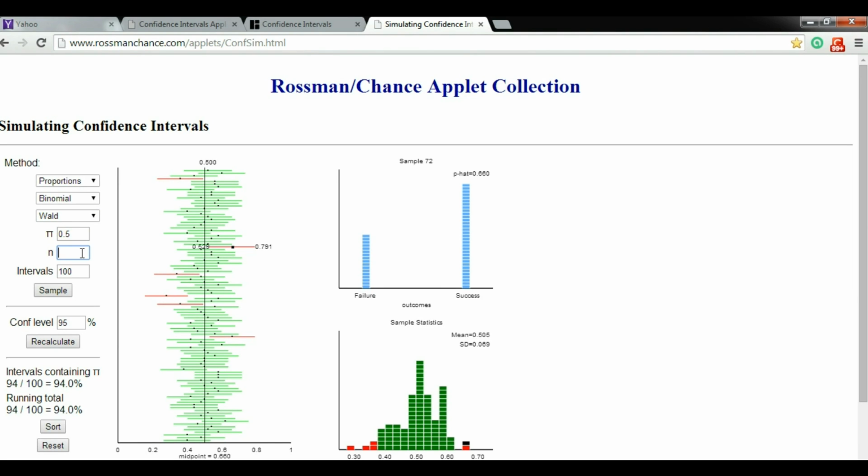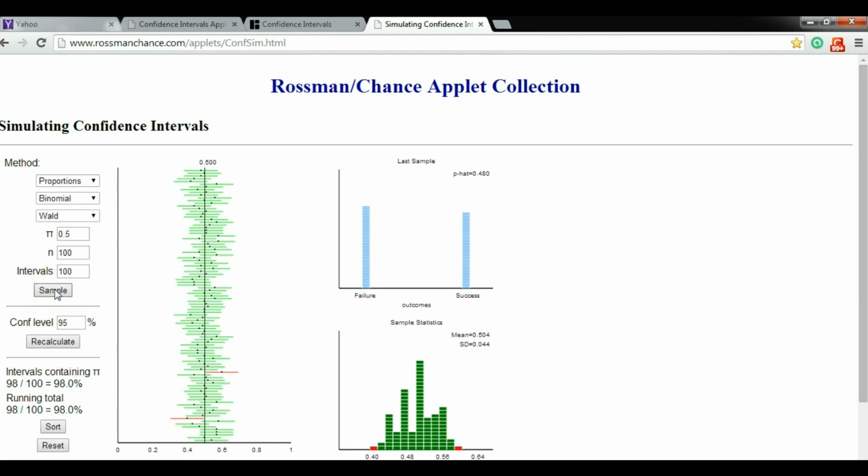Now, if we change the n size to 100, let's watch what happens to our distribution. What happened is the variation decreased. We're doing a confidence interval of 95%, and actually 98 of them captured p.